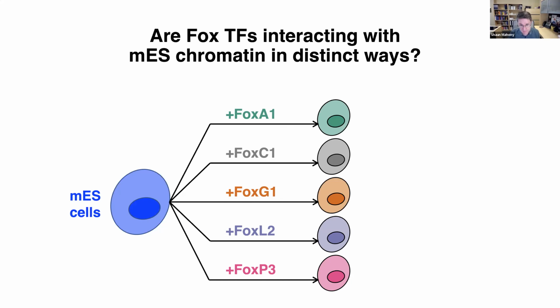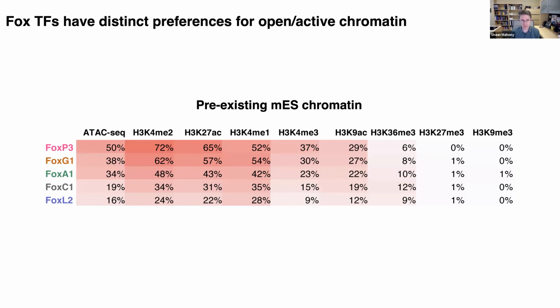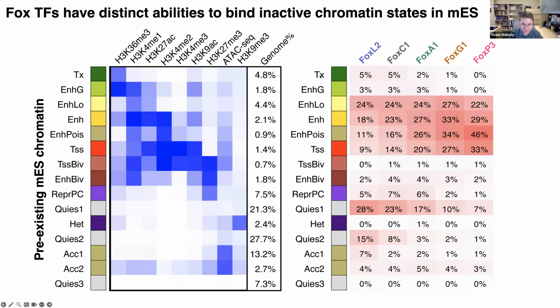When we do that, we can see quite a bit of variation amongst these different FOX factors. For example, over half of the sites bound by FOXP3 or FOXG1 are already enriched for active histone modifications or are already accessible according to ATAC-seq in the pre-existing mouse embryonic stem cell chromatin environment. In contrast, for FOXC1 and FOXL2, the majority of sites are not pre-marked by active histone modifications or by accessibility. FOXA1 is in between.